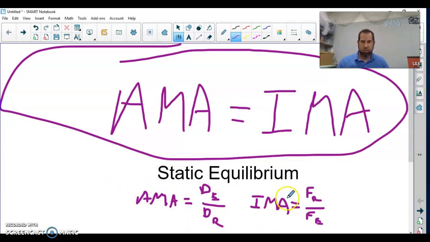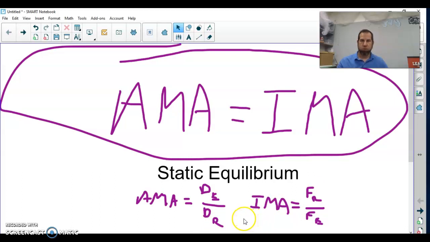Knowing this is a big deal in what we do, because you guys are going to have a lot of problems where you're going to have to plug information in, and knowing what to plug in where, and there's a lot of substitution in these equations that you're going to be doing math-wise. So it's important to know that these are equal to each other. AMA is equal to effort distance over distance of resistance. IMA is equal to resistance force over the effort force.